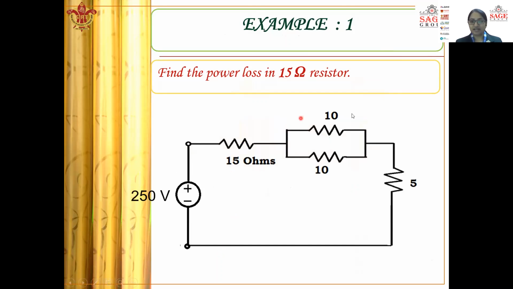This is a circuit diagram which is being shown here. We have a 250 volt voltage source and four resistances of value 15 ohms, 10 ohms, 10 ohms, and 5 ohms. What we need to find out in this numerical is the power loss in the 15 ohm resistor. For getting the power loss, first of all, we need to reduce this circuit and find out the current flowing through the 15 ohm resistance, then we'll find out the power.